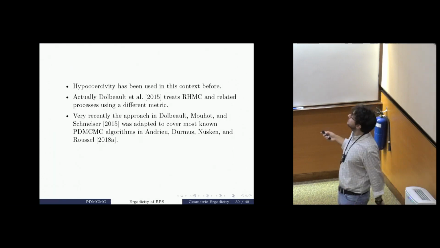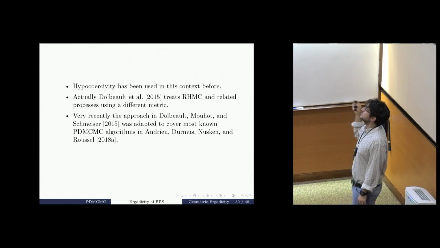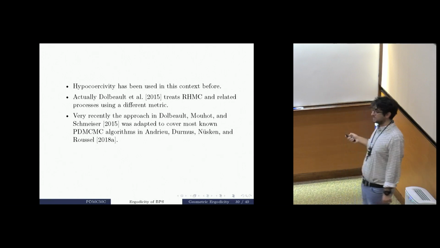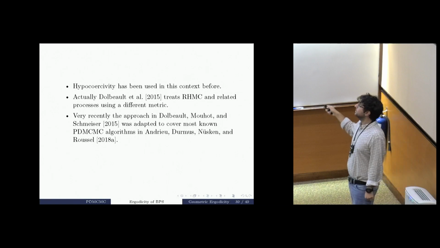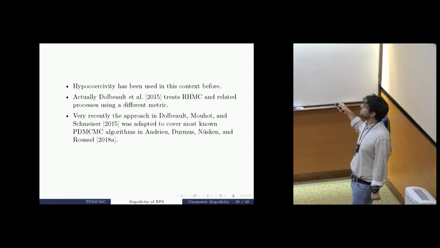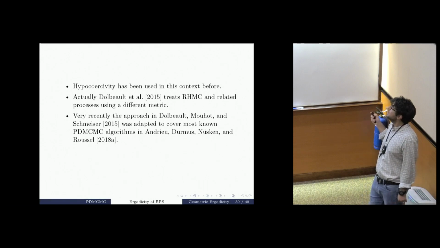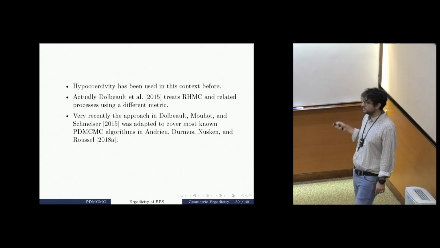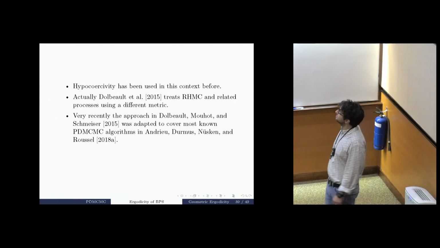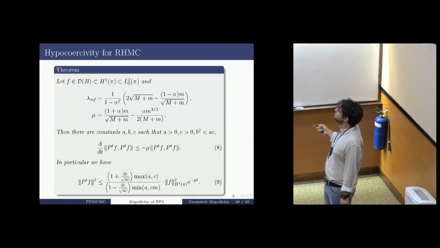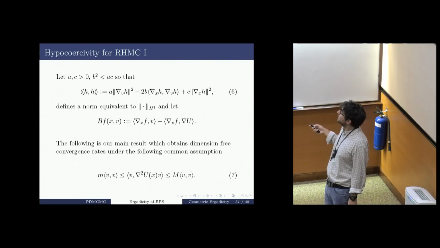Hypercoercivity has been used in this context before. There's a paper by Dolbeault, Clément Mouhot, and another person whose name I don't remember, in 2015. They look at RHMC. They use a different metric. And actually, this was the approach that was used by Christophe Andrieu, Durmus, Nüsken, and Roussel to do the very general and amazing stuff that they did. We went for a more elementary approach by working directly with the metric.